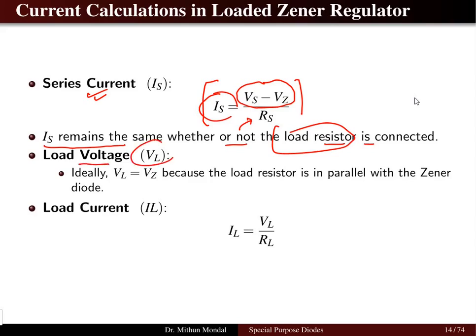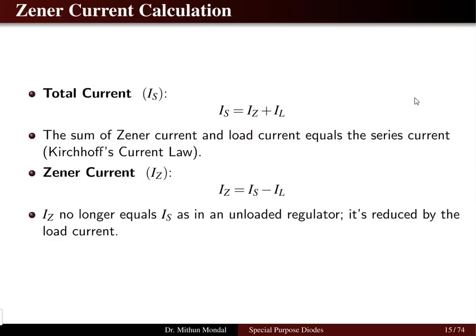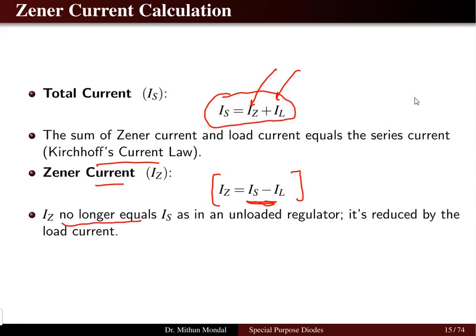However, the load voltage VL is equal to the Zener voltage, because both are connected in parallel in the network. Hence the load current, if you want to find it, is equal to the load voltage divided by the load resistance. The total source current, from KCL, Kirchhoff's current law, will be the summation of the Zener current plus the load current. Hence, the Zener current you can estimate by taking the load current out from the source current. So Iz is no longer equal to Is. In the earlier case, in an unloaded regulator, Iz and Is were equal, but now it is reduced by the load current value.